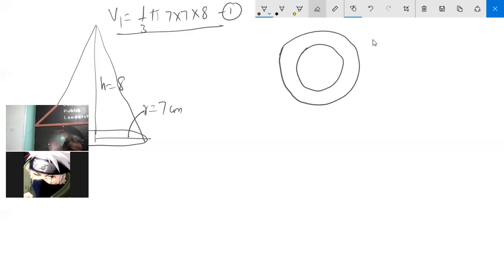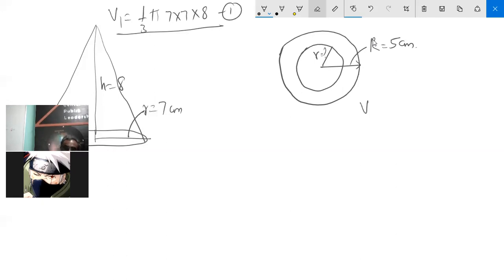External diameter of the sphere is 10 centimeter, which means external radius is 5 centimeter. Find the internal diameter. What you have to find? Find small r. Then small r into 2 will give you internal diameter.